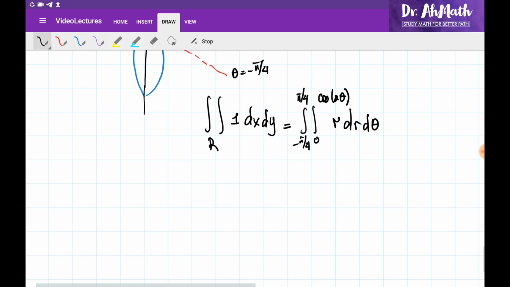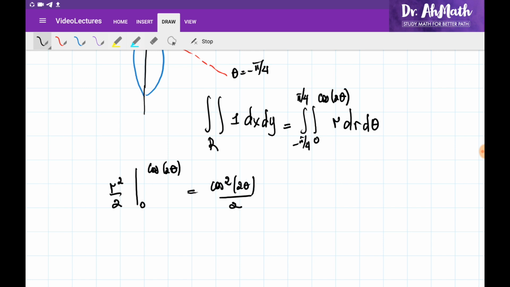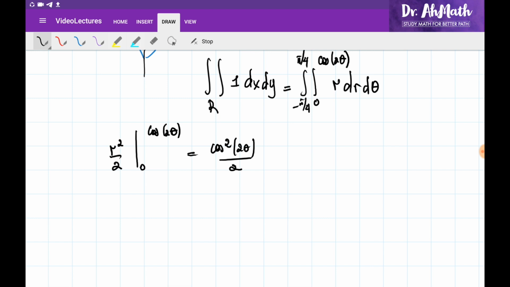So let's integrate this first of all with respect to r. The integration of r would be r squared over 2, and we need to substitute 0 and cosine of 2 theta. So this would be cosine squared of 2 theta over 2. Now we need to integrate this with respect to theta. So I would integrate 1 over 2, the integration of cosine squared of 2 theta with respect to theta from minus pi over 4 until pi over 4.